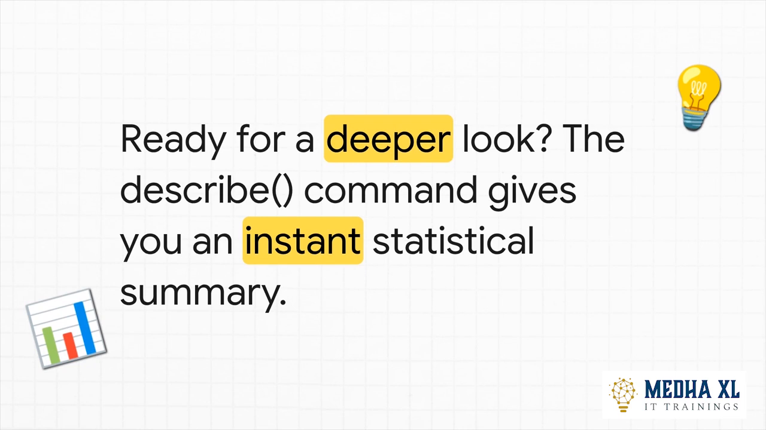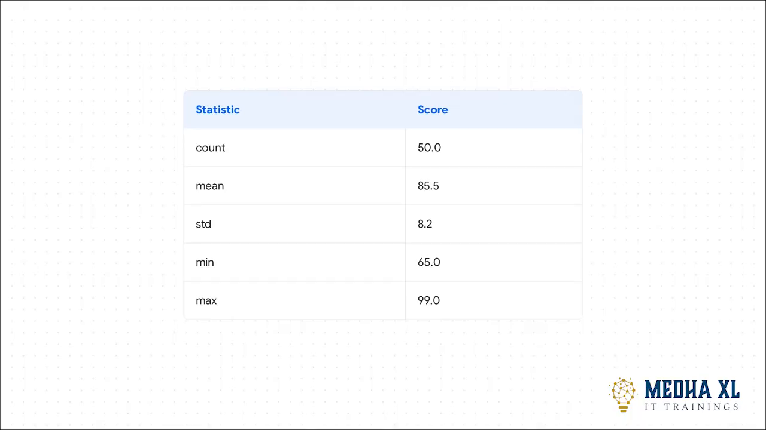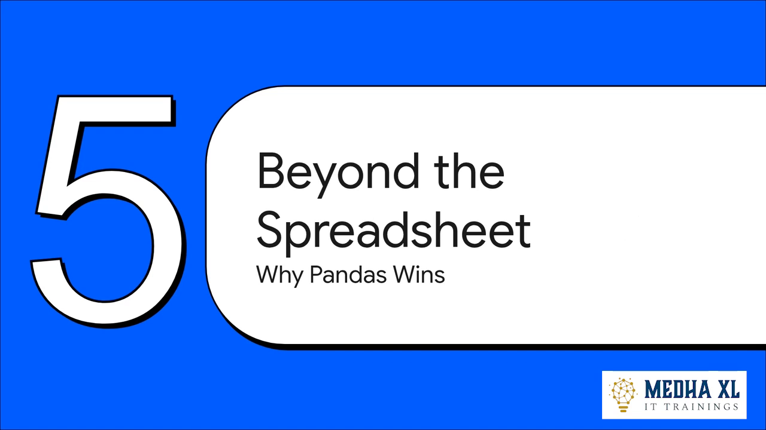Okay, so we've seen the data structure, but what if we want to understand it on a much deeper level? What's the average score? What's the highest, the lowest? For that, we have another incredibly powerful command, df.describe. With that one command, bam, Pandas calculates a full statistical summary for our score column. We can see there are 50 entries, the average or mean score is 85.5, and the scores range from a minimum of 65 all the way to a maximum of 99. The most important point here is that in 1 second, we've gone from a raw file to a really meaningful summary of our data.